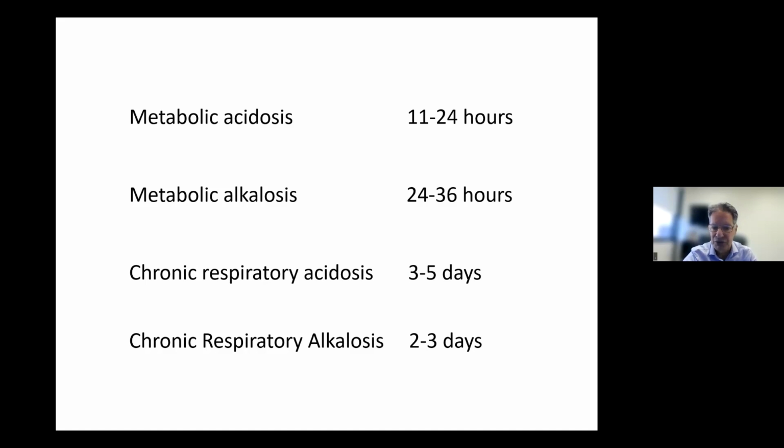They're not logical. There's no way to predict them. But if you know the 6 rules, you'll be able to make the diagnosis of simple acid-base disorders.